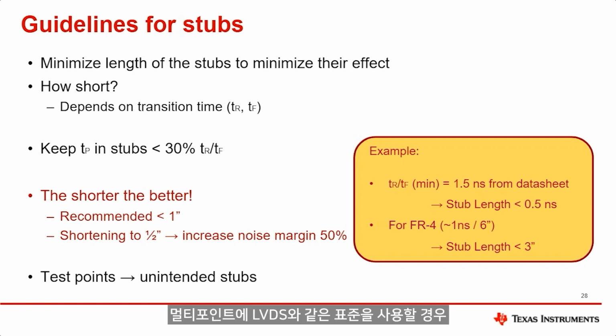If you were to use a standard like LVDS for multi-point, your rise and fall times are much faster, which enable higher data rates, but that would severely limit the stub lengths that are supported for multi-point. And so M-LVDS just gives that additional flexibility within the standard to have longer stubs. But if you can, it's best to minimize the effects by making it as short as possible.